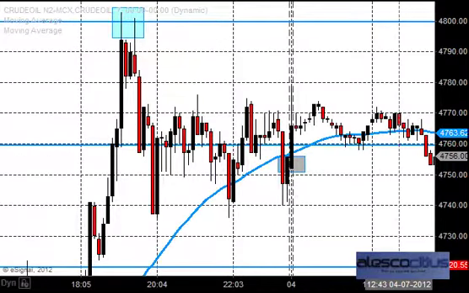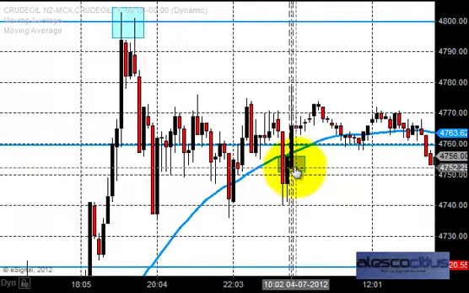Good morning. In this presentation, we are going to see how we can trade in MCX crude oil today. Before looking into that, let us see what happened yesterday and what we expected yesterday. Yesterday, crude market opened around 4,750.